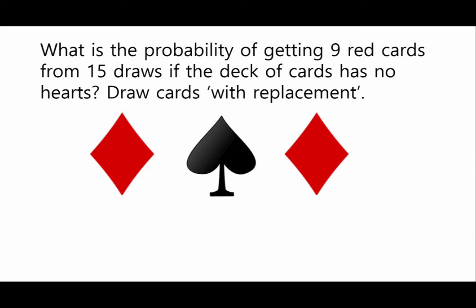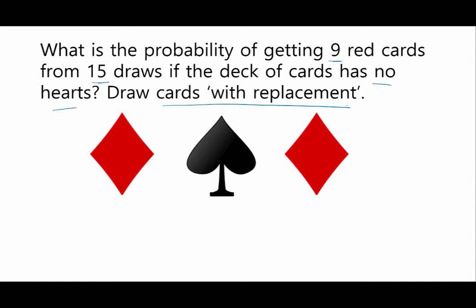In this video, I'll talk about the Radiant Probability Calculator and linear functions of random variables that you already read about in Chapter 2 in the book. So let's start with an example with playing cards. Just for illustration purposes, we're interested in determining the probability of getting 9 red cards out of 15 draws from a deck that has no hearts. And note that we're drawing cards with replacement.